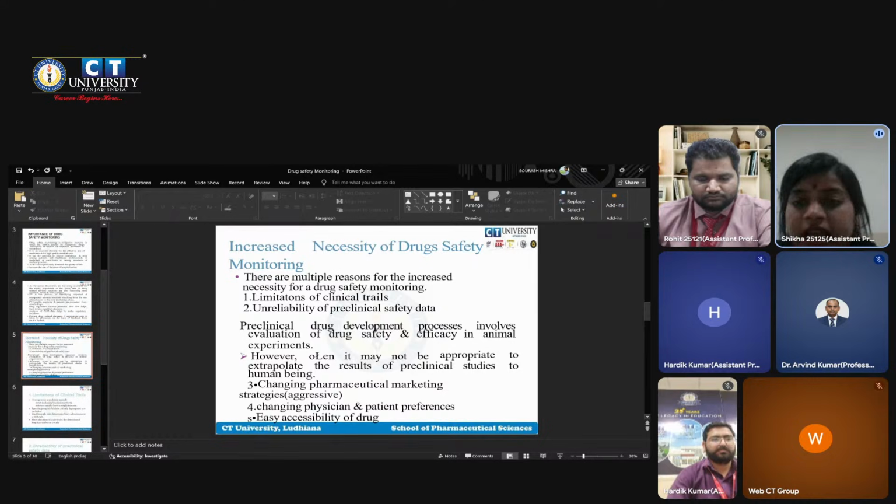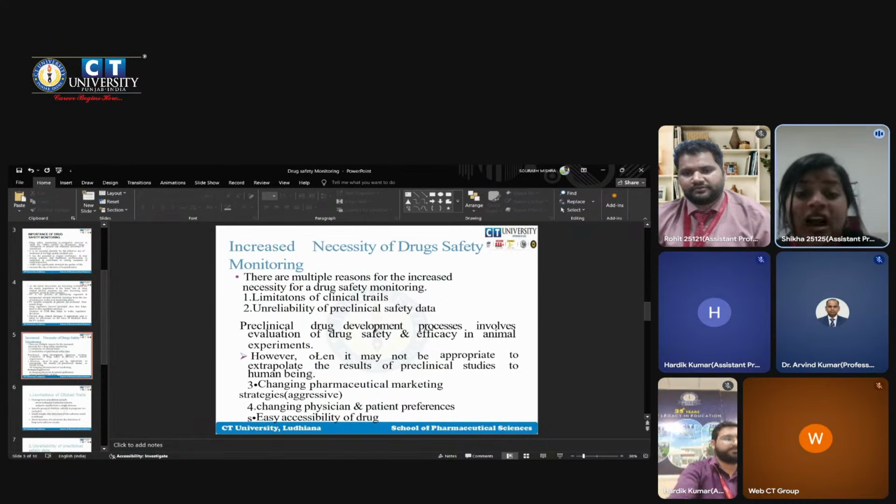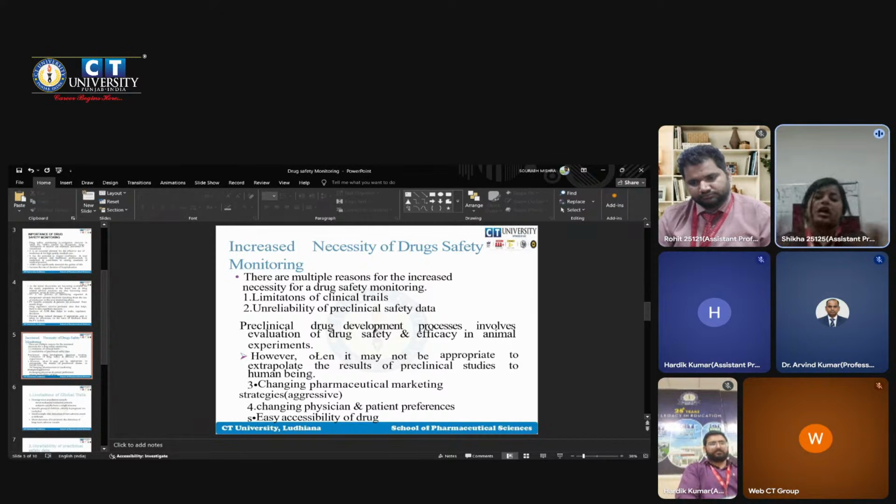Means they are saying why there was a need, why there was a necessity of drug safety monitoring. There are multiple reasons for the increased necessity for drug safety monitoring. The first was limitation of clinical trials. Means clinical trials will not solve each and every query regarding a specific drug or medication. So there is no proper evidence of each and every aspect.